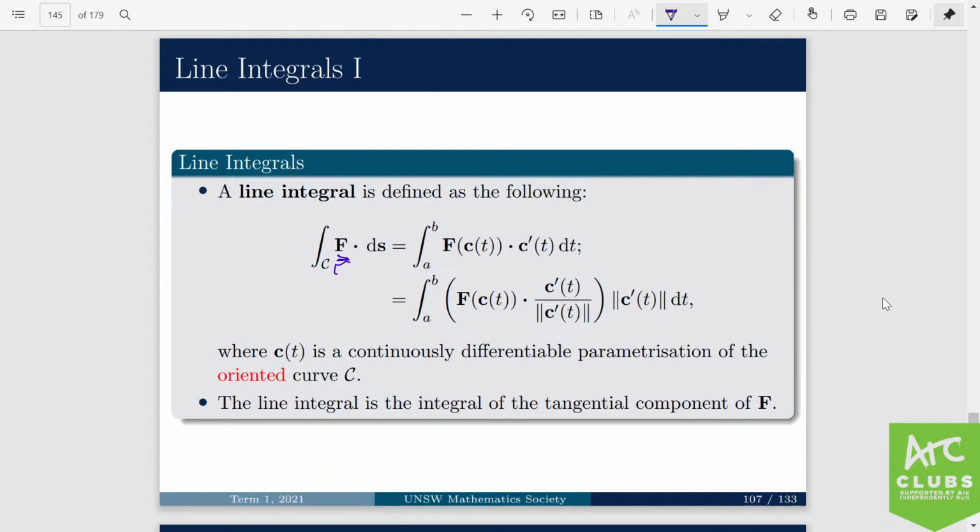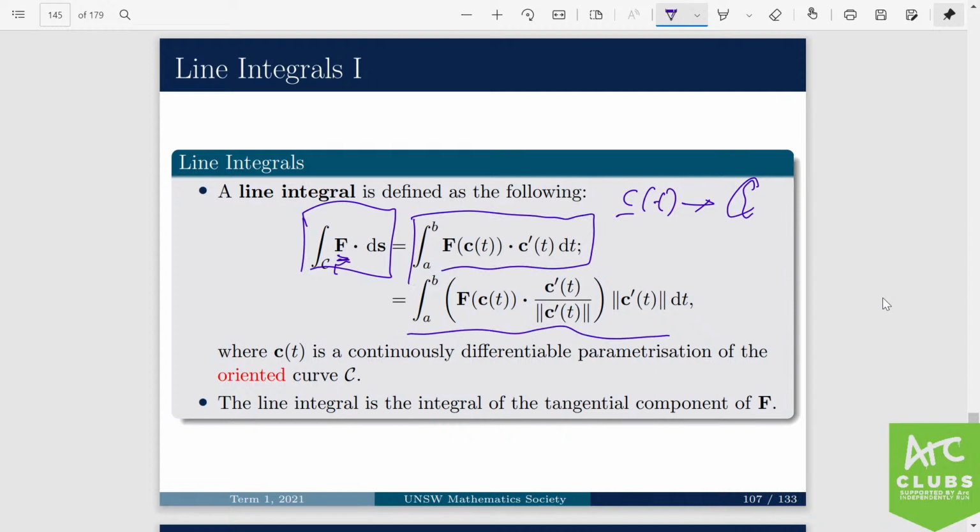So here with a line integral where we have a vector field, then it starts with this form, and the way you compute it is that you find some path C, which parameterizes this curve. So you find some path that parameterizes this curve where t is between a and b, and then you compute this integral.